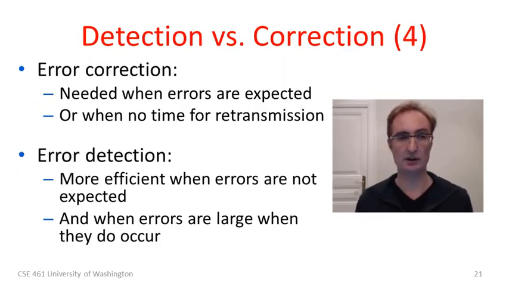To summarize that point, error correction is most useful when the errors are expected. It's the normal case. As an interesting aside, they're also useful when there's no time to do a retransmission because you need information delivered quickly. Error detection, on the other hand, is usually more efficient when errors aren't the expected case, so sending along error correcting code information would just send more bits which are wasted. Or when errors are large when they do occur, because in that case you would need an awful lot of error correcting code bits to be able to deal with them.